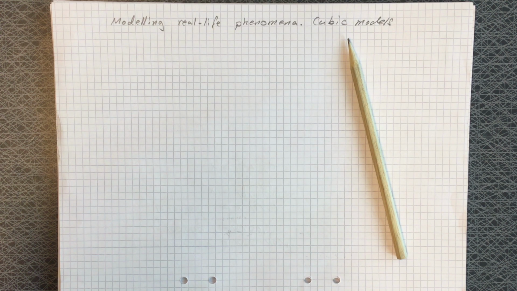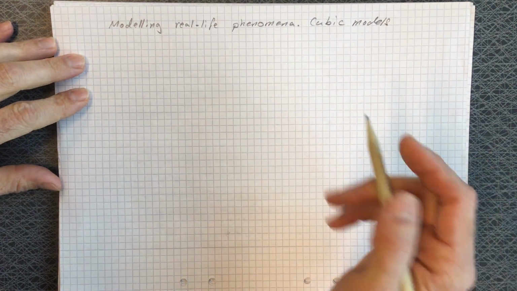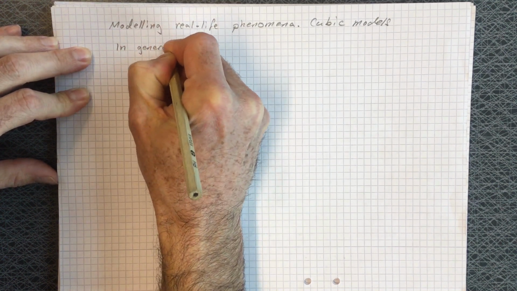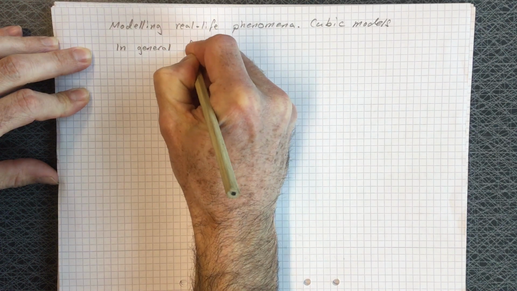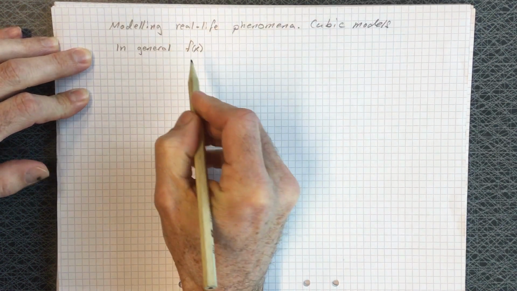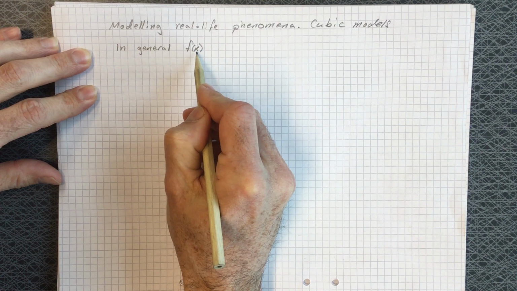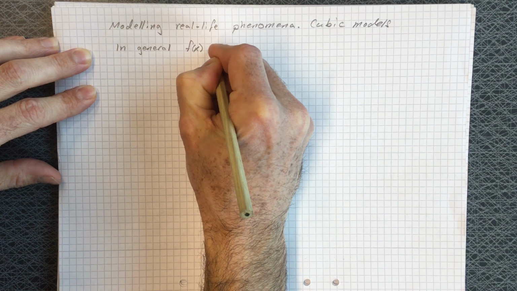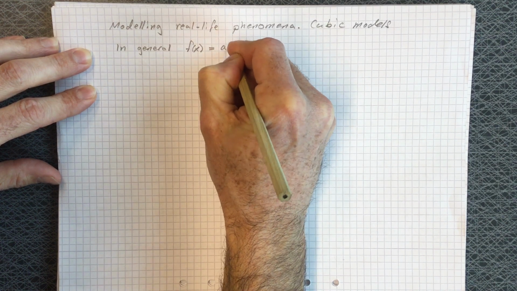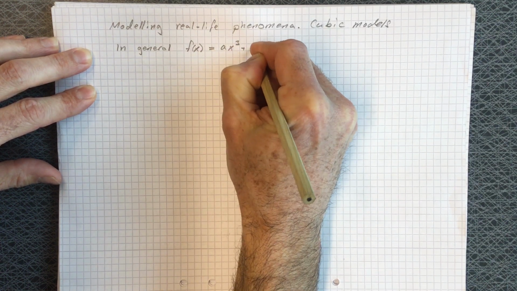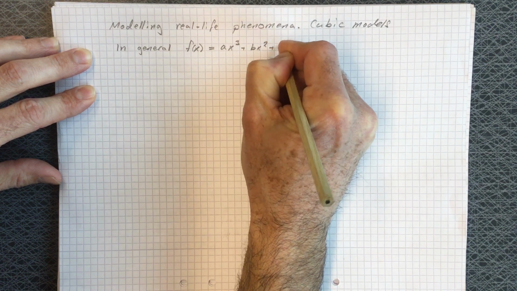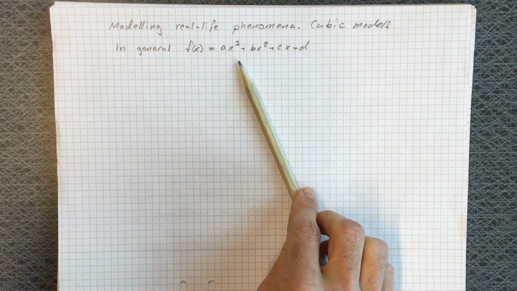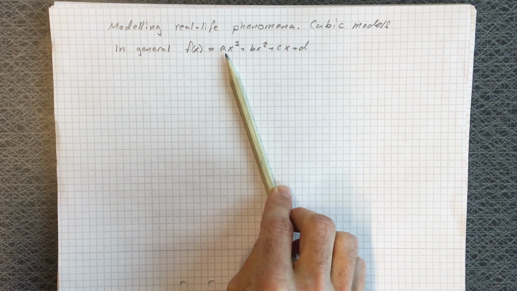Okay, so let's start with cubic models in general. So, in general, a cubic model looks like this. It's a function that depends on a variable. In maths, we normally use x. And it looks like this: ax cubed plus bx squared plus cx plus d. So, this is a cubic model.